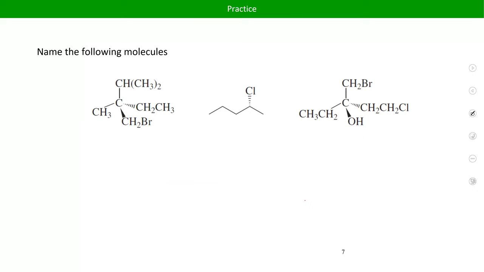So let's practice. Two of these are already drawn in an easy tetrahedral way for you. The second one, you're going to have to draw it out yourself, draw all those constituents and assign priority. And remember, I guess we didn't talk about any ties yet. If you have a tie for your priority, you go to the next atom out.